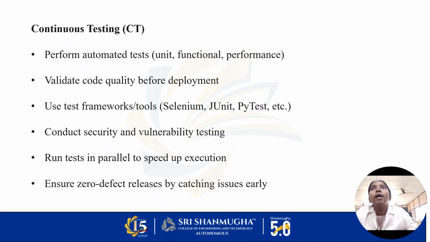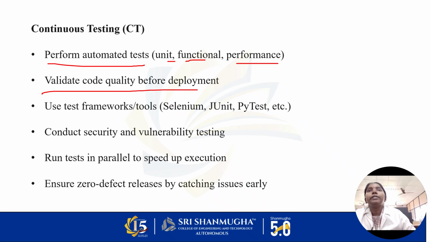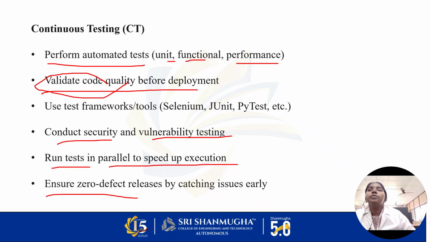And next, continuous testing. Continuous testing mainly performs automated unit, functional, and performance tests and validates code quality before deployment. So use test frameworks, conduct security and vulnerability testing, run tests in parallel to speed up execution, and ensure zero-defect release by catching issues early. So this entire set of tasks is done by continuous testing.